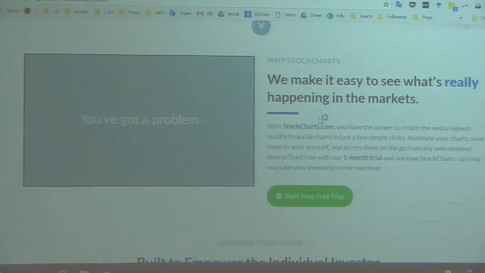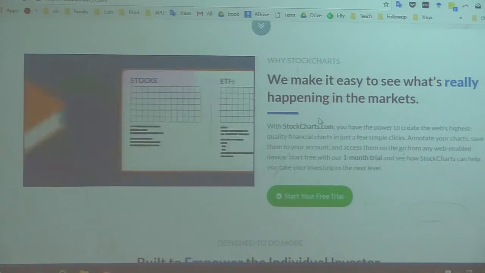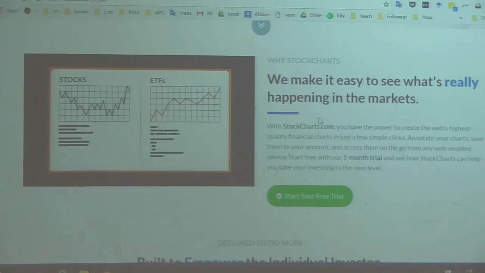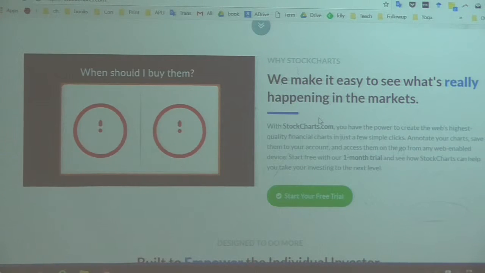You've got a problem. Your investments aren't growing as fast as you'd like. So you did a smart thing. You opened an online brokerage account and started learning more about the financial markets. But now you have a bunch of new questions, like, which stocks should I buy? When should I buy them? When should I sell them?